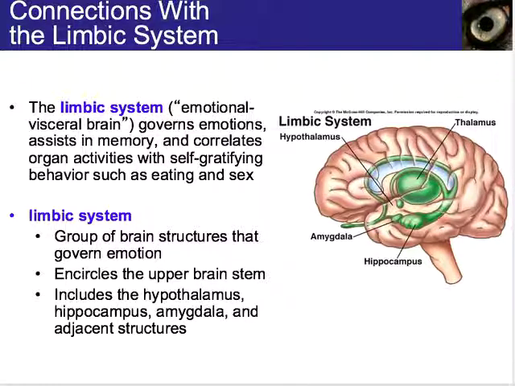So the limbic system is a group of brain structures that govern emotion. It encircles the upper brainstem and includes the hypothalamus, the hippocampus, the amygdala, and the adjacent structures. What you need to know about the limbic system is that this is the part of your brain that governs your emotions.